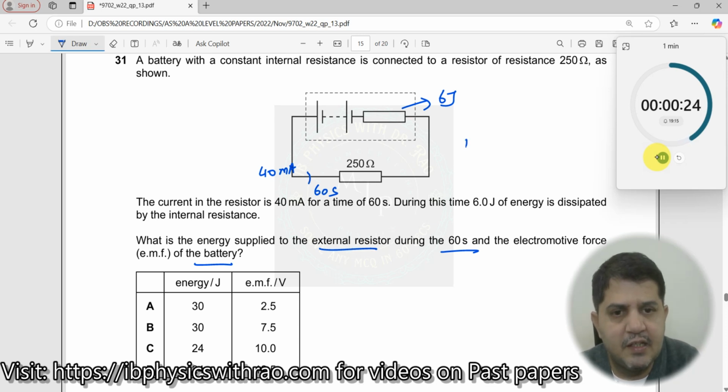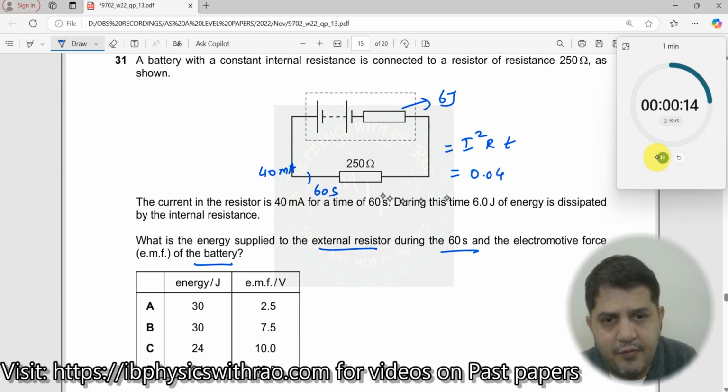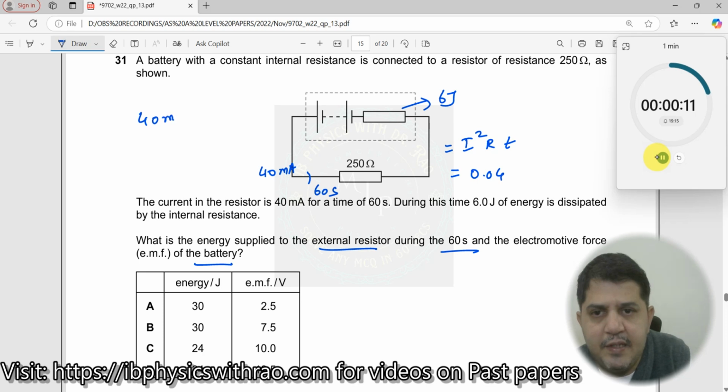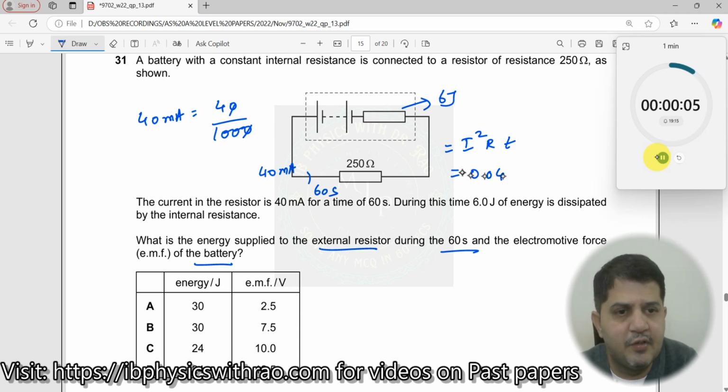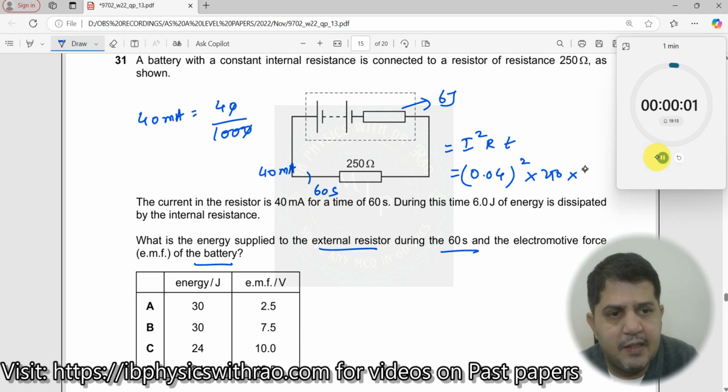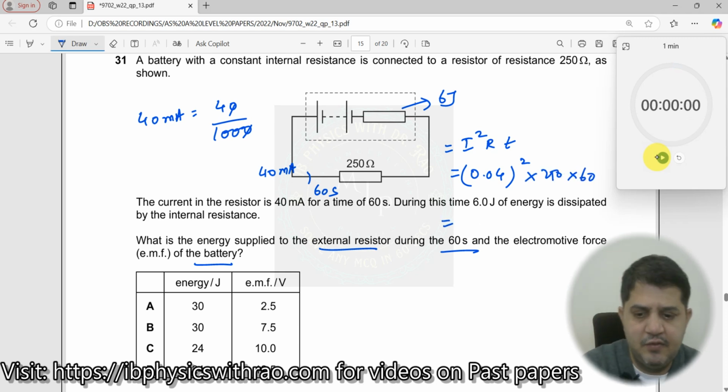It is nothing but I squared R into T. I squared R is power, T is time, and power into time is energy. So we can find the energy here, which should be equal to, what is I here? 0.04. How? 40 milliampere is 40 divided by 1000, which is 0.04, squared, multiplied by 250 multiplied by 60. Calculate this value.